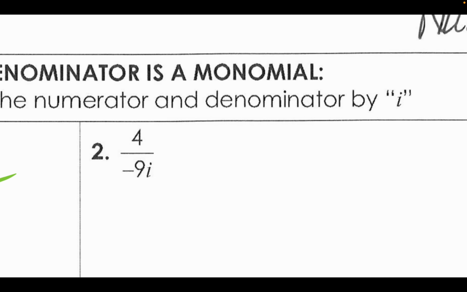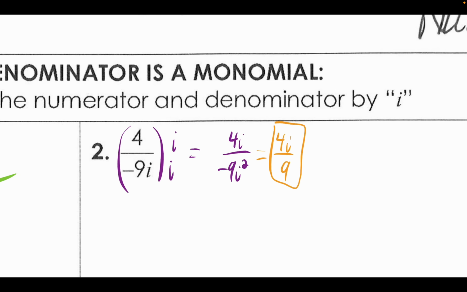Number 2, 4 over -9i. I'm going to multiply once again the top and the bottom by i because there's an i in the denominator. And I get 4i over -9i squared. -9i squared is just really +9. And so I get 4i over 9. And I'm perfectly content with this. Can't reduce any further, and our i is no longer in our denominator. We're fine with it in our numerator.